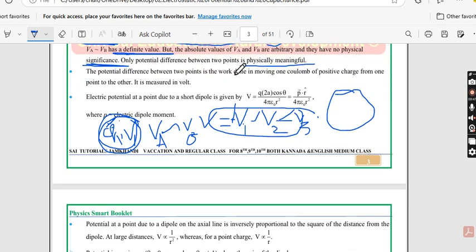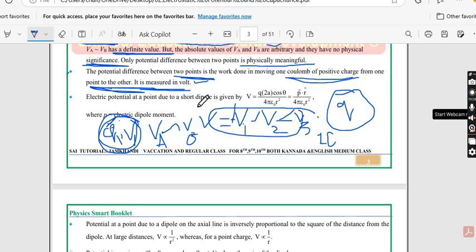The potential difference between the 2 points is the work done in moving 1 coulomb of positive charge from one point to the other. It is measured in volt. See, suppose you consider the charge Q, it is 1 coulomb of positive charge moved from one point to the other. It is measured in volt.